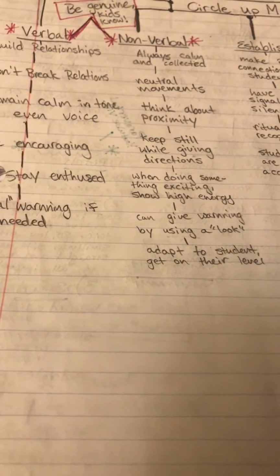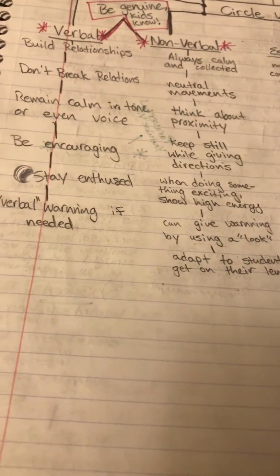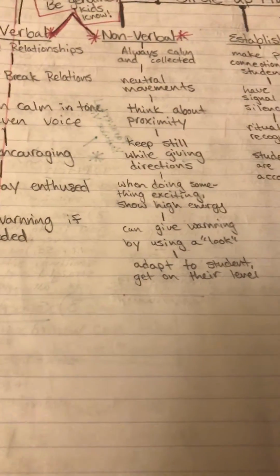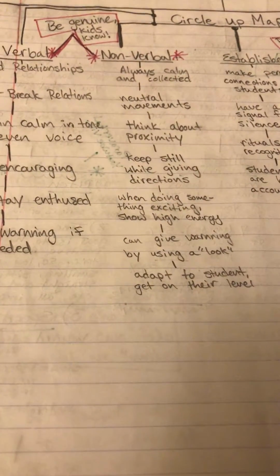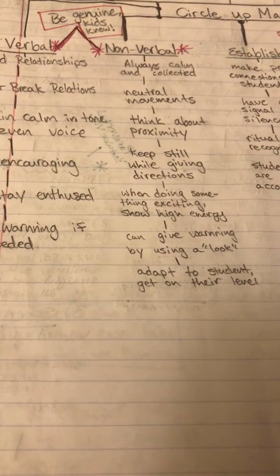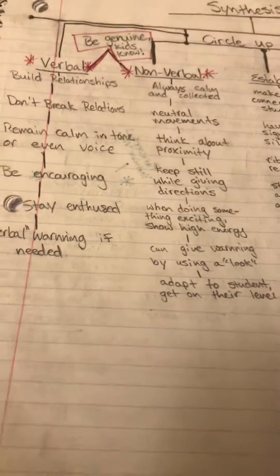You can always give warning looks. I think that's an awesome way, because if you have a student talking, to interrupt and give a verbal warning can be really difficult or very intrusive in the classroom. So if you happen to catch eye contact with that student, just give them a look, and that can be a great way to give a warning.